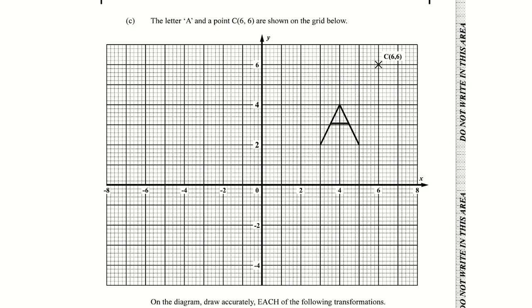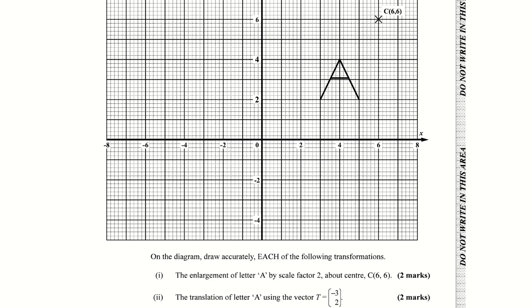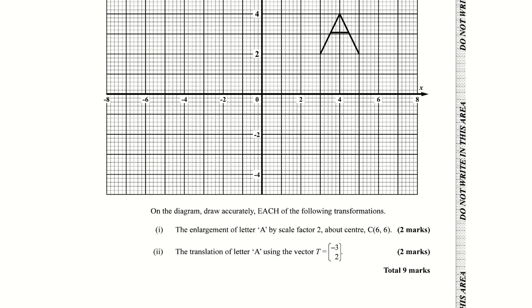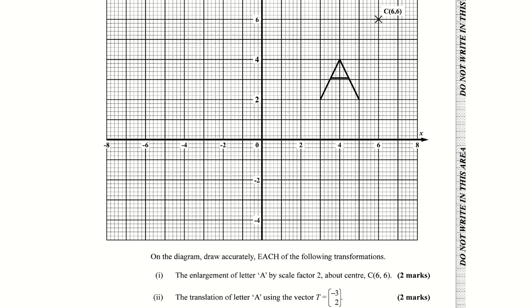On the diagram, draw accurately each of the following transformations. The enlargement of letter A by a scale factor of 2 with center 6, 6. So what we do, let me make sure I'm saying this correctly. To do this question, you take the coordinates and multiply by 2. Hold on, no. Enlargement.